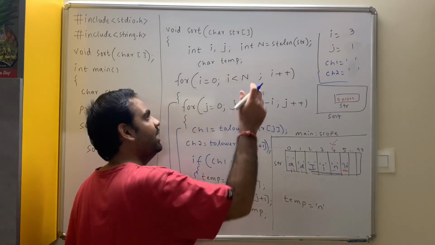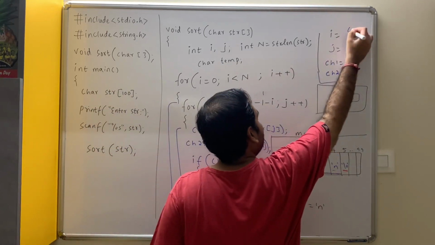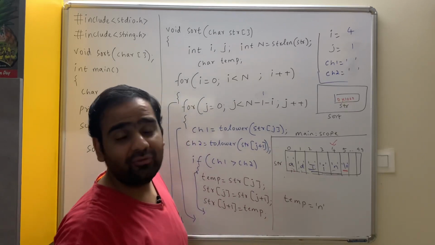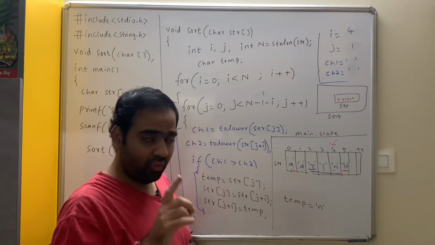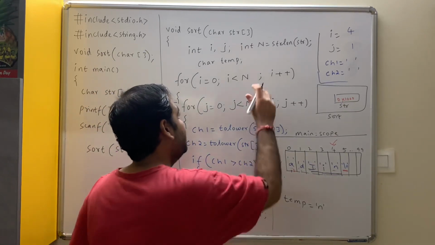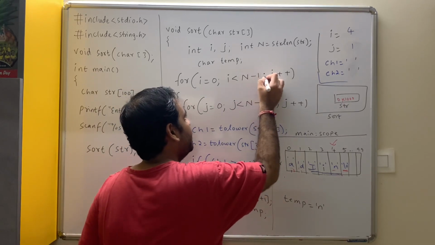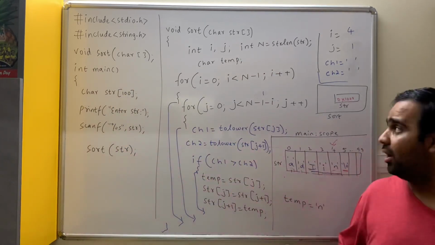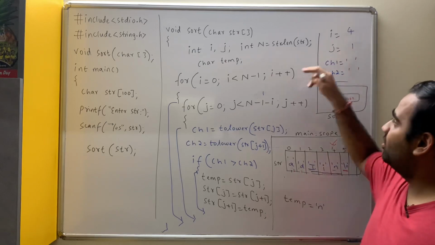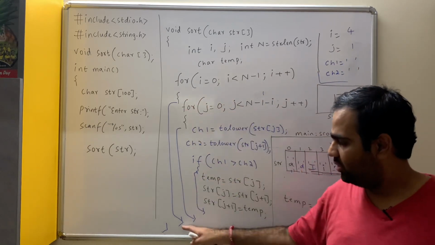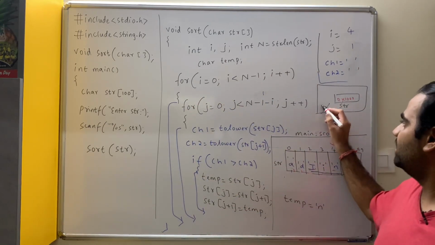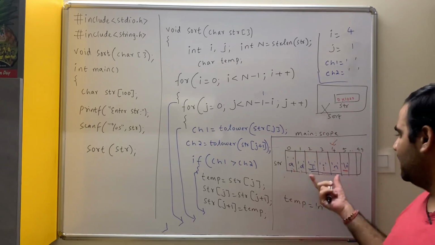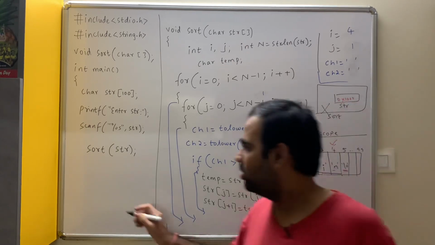You come out. Again you say i plus plus. The value of i becomes 4. We know that 4 elements are sorted, and out of n elements, if I sort n minus 1 elements, the array will be sorted. Now i plus plus, i is 4, 4 less than 4 is false. You come out of this loop, closing bracket of the function is taken as return. The scope dies, you come back to main and you see that the array is sorted.